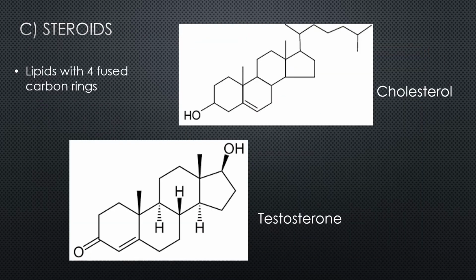Our third type of lipid is our steroids. And they are lipids that have 4 fused carbon rings to them. And I just put up 2 examples of ones that you would be familiar with. Cholesterol is a steroid. It's super important because it embeds in the plasma membrane that we talked about a minute ago and allows it to be a little more fluid. Testosterone, obviously another important steroid in the human body.